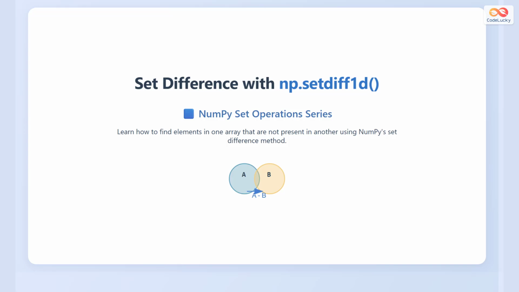Welcome to this tutorial on NumPy Set Operations. Today, we're exploring set difference using the np.setdiff1d function. Set difference is a fundamental operation that helps you find elements present in one array but missing in another. This is incredibly useful for data analysis, filtering, and comparison tasks. Let's dive in and learn how to use this powerful function.